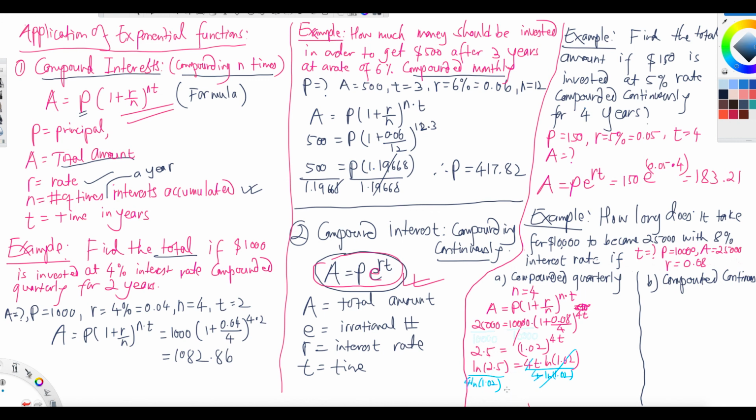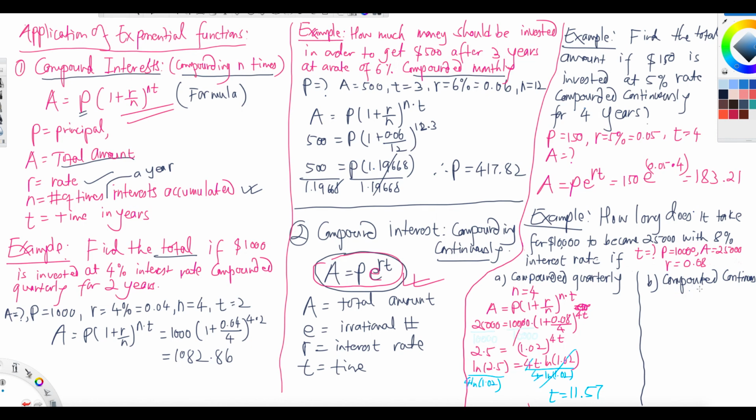So t equals 11.57. That's what you will get if you use a calculator: ln 2.5 divided by 4 times ln 1.02. If you do that, you will get 11.57.